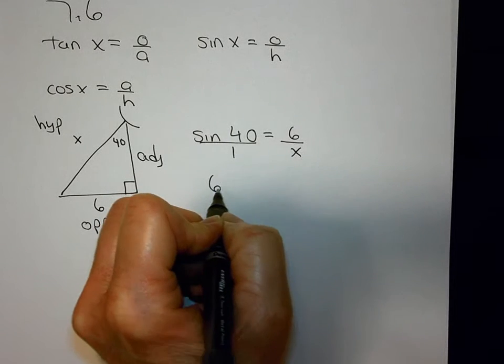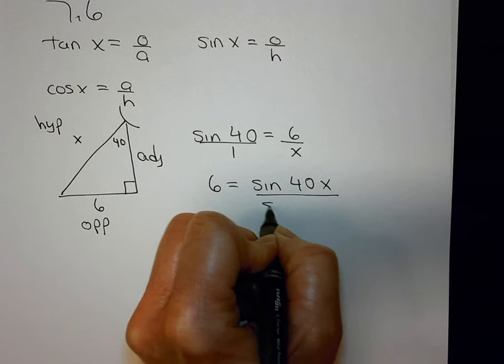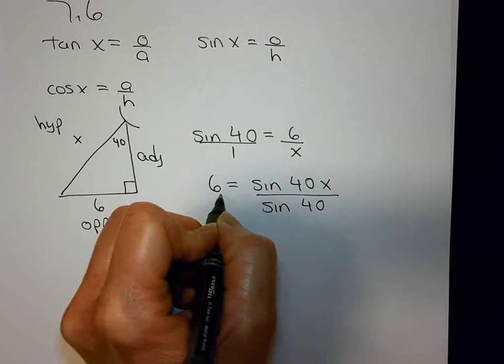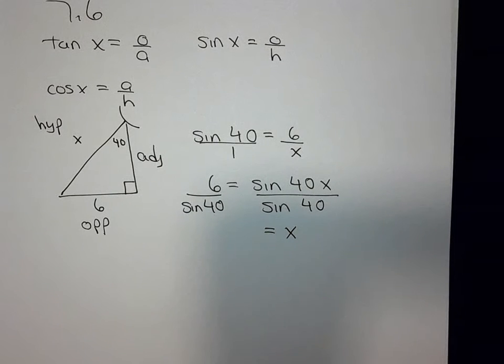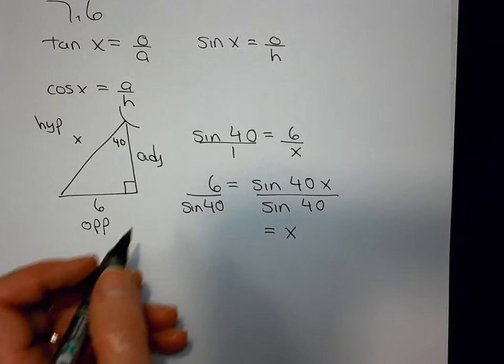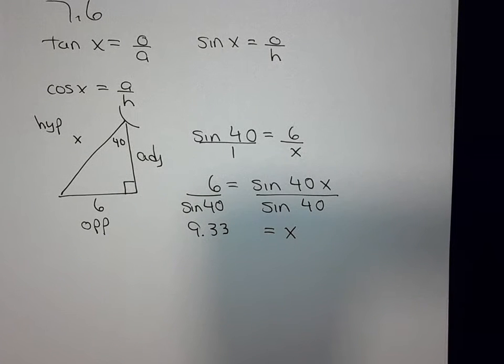Again, we cross multiply. 6 is going to equal sine of 40 times x. We divide both sides by sine of 40. So x in this case is going to be 9.33. So again, it's exactly what you did before. You just have different sides on the triangle. Okay, I'll do another sine.